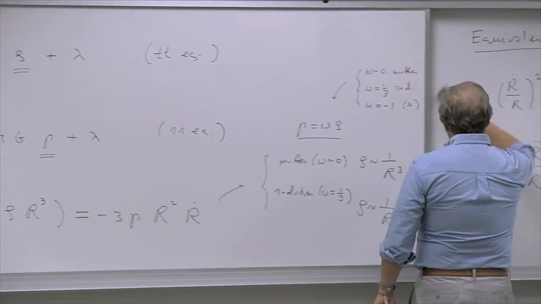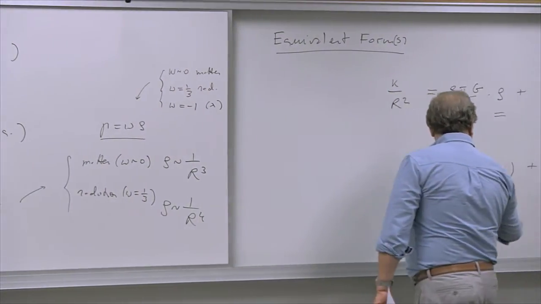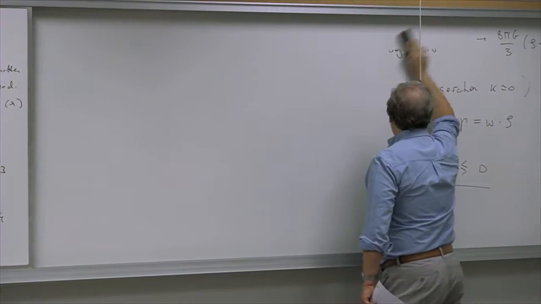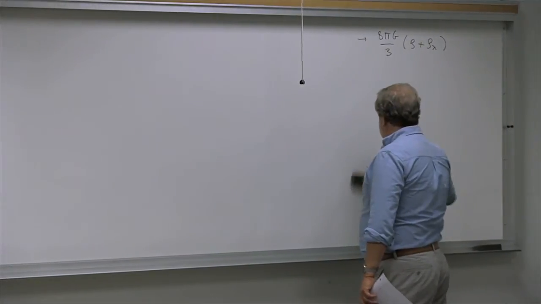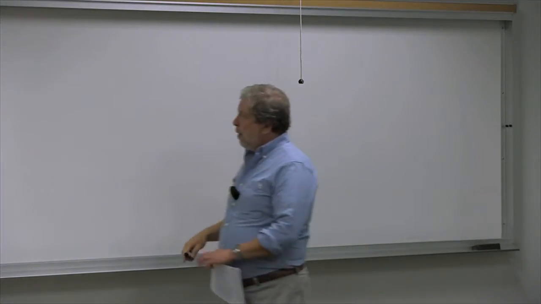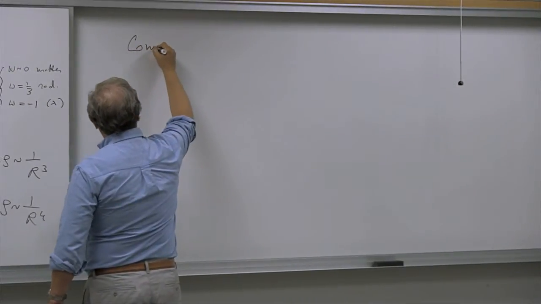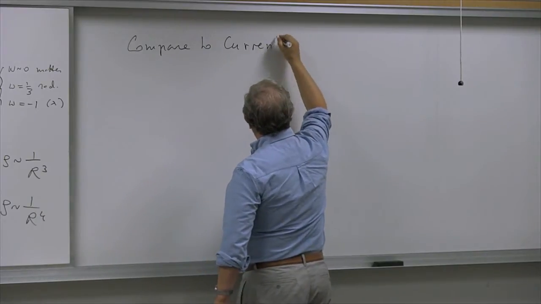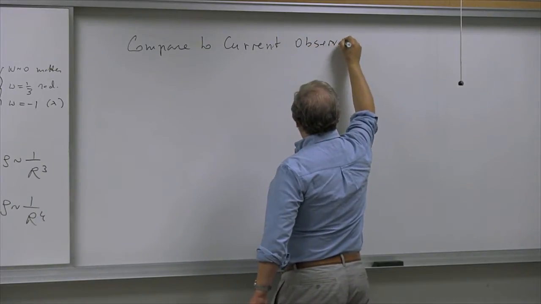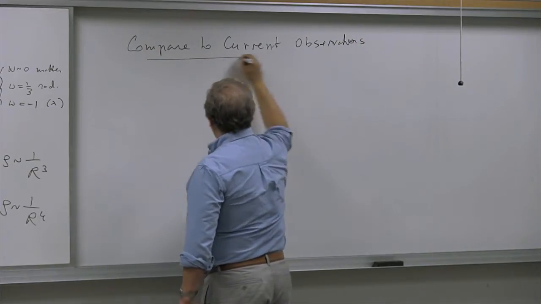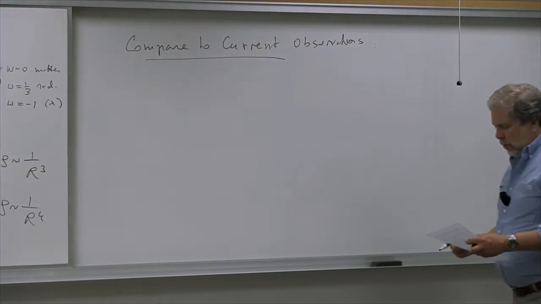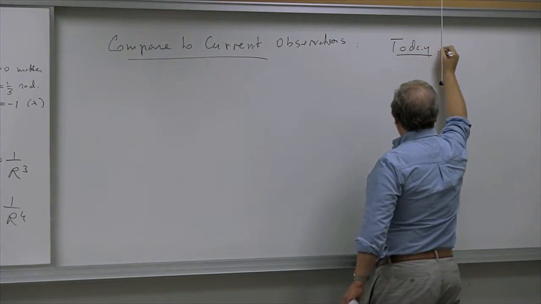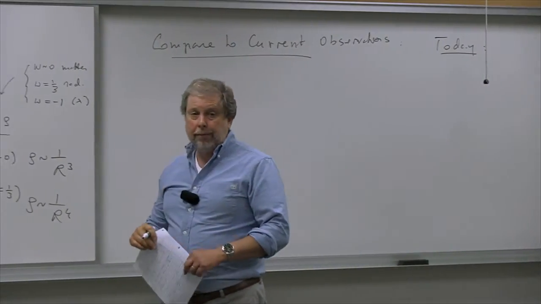So now we want to compare this to what we observed today. So far, we've just written down what Einstein's equations tell us. So we now compare to current observations. And so that means that we look at what is happening today.